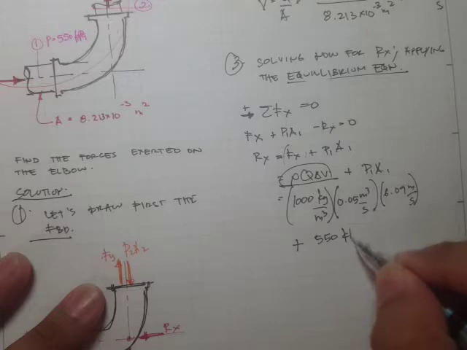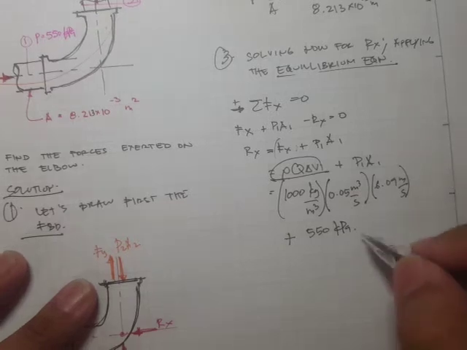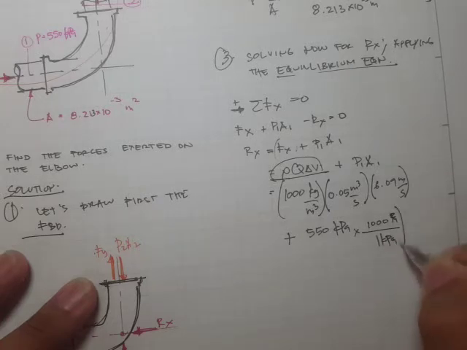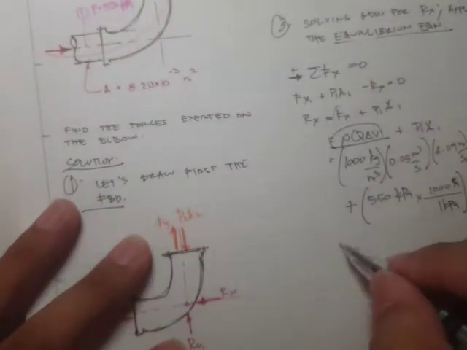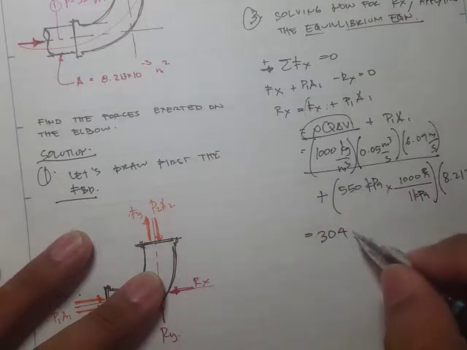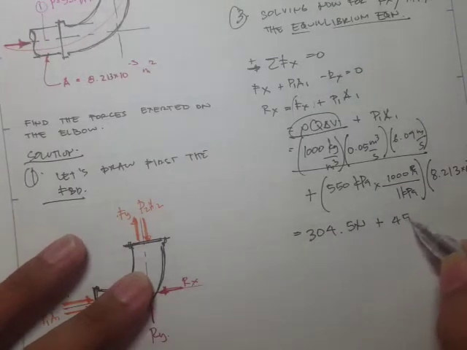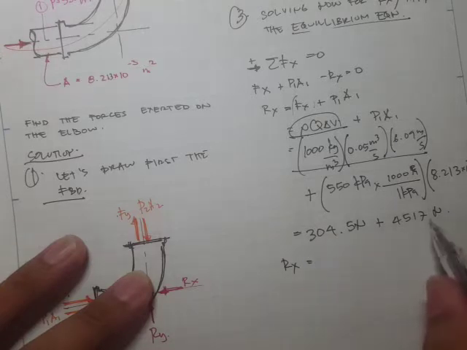550 kPa. So take note of the units. This is in kPa, and we have to convert this to pascals only. So 1000 pascals is equal to 1 kPa, times the area, which is 8.213 times 10 to the negative 3 meters squared. Therefore, we have a value of 304.5 newtons, plus this term, which would be 4,517 newtons.